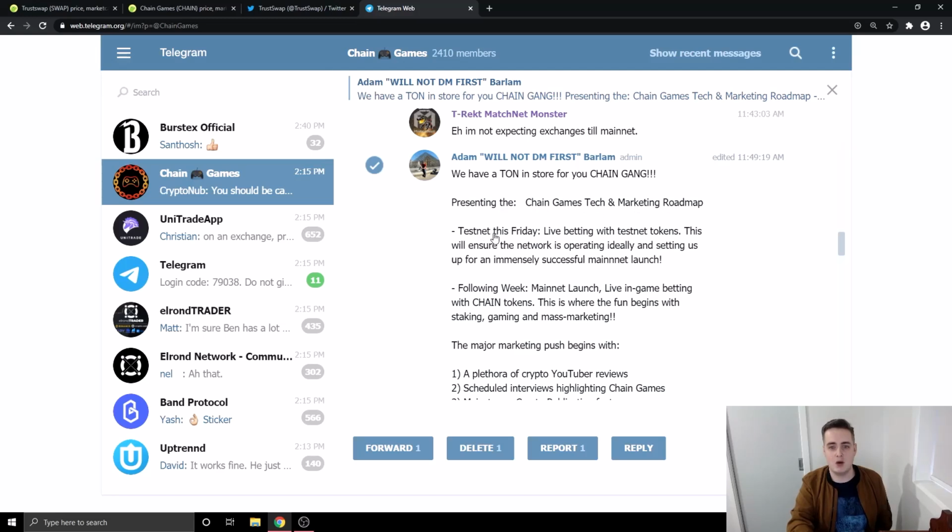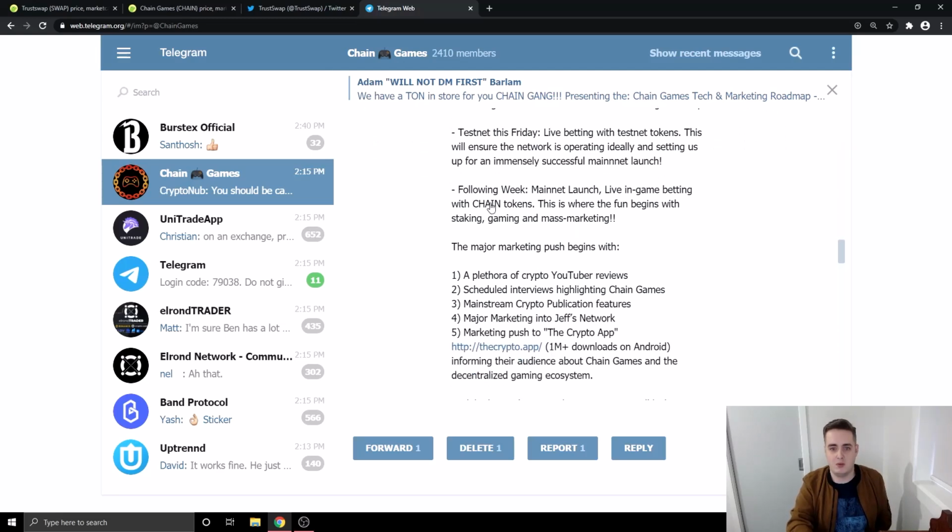So the testnet is coming this Friday, live betting with testnet tokens. You're going to be able to go onto the testnet and test it out with testnet tokens, meaning the tokens aren't going to be valuable to you. You're not going to be able to cash them out to an exchange and make money off this, because obviously it's a testnet and they need to see that it's working. This will ensure the network is operating ideally and set us up for a successful mainnet launch, because that's what you want. You want a successful mainnet launch.